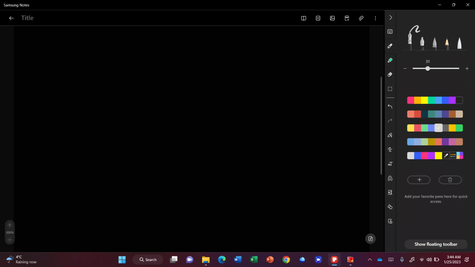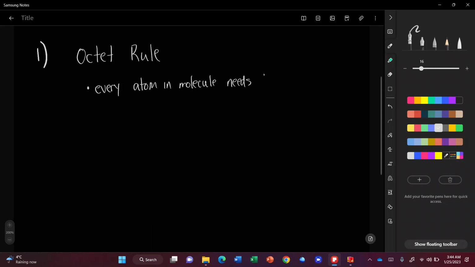Alright, better. So the very first thing that I want you to be very, very proficient at is the octet rule. We should be able to fly through this. Not a whole lot to talk about. Basically, with very few exceptions, every atom in a molecule needs 8 total electrons, and they can come from bonds or lone pairs.